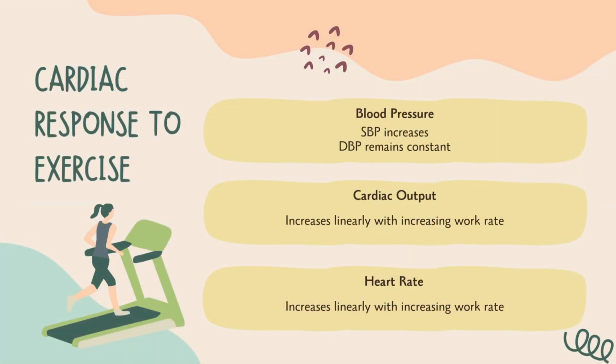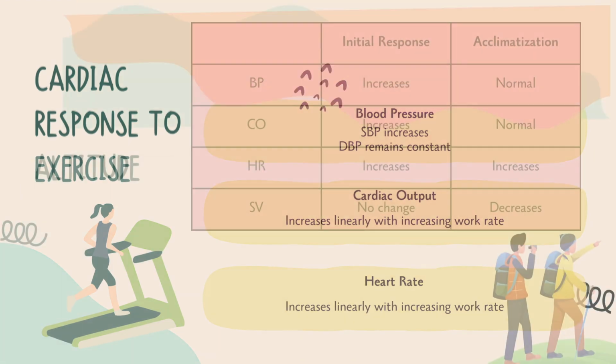What is a normal cardiac response to exercise? Systolic blood pressure should increase as the workload increases, but diastolic blood pressure should remain constant throughout. Cardiac output is also going to increase linearly with increasing work rate, as well as heart rate.